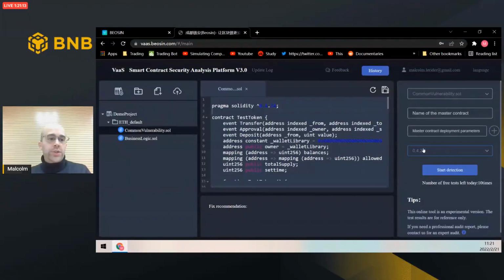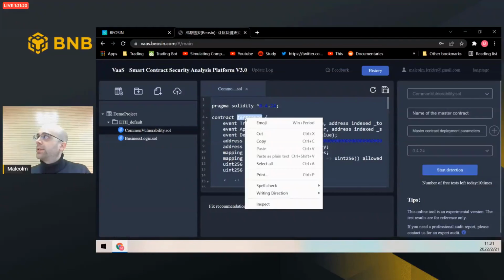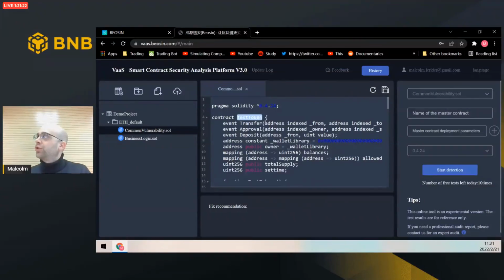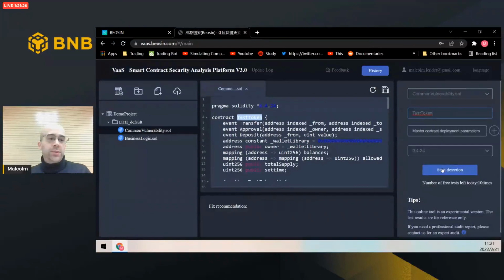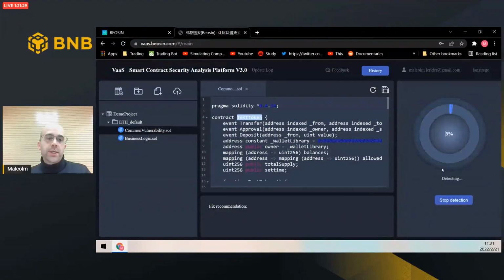And we also need to tell the compiler what it should do the verification on. So we want to run it on this test token contract. So we will paste it in here. And then we simply click on start detection, and it will take a few seconds to run this verification. So let's just hang on a bit and see what the result will be.